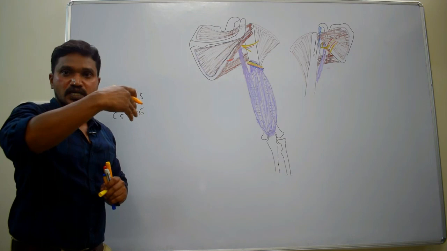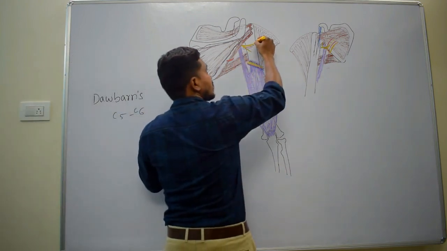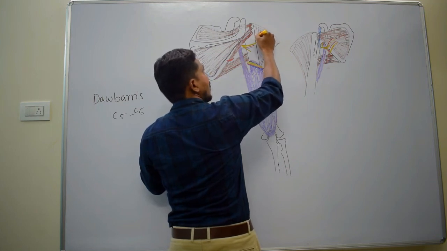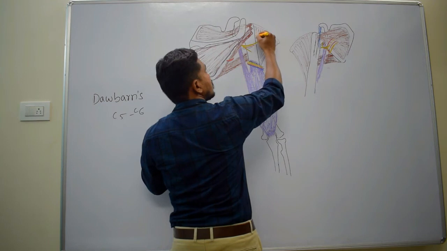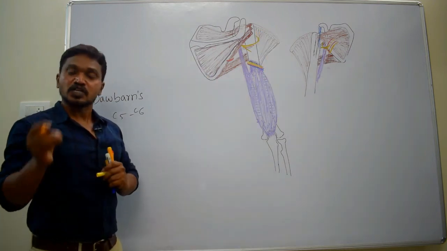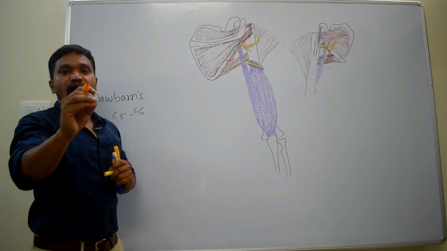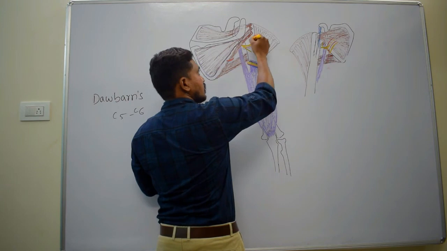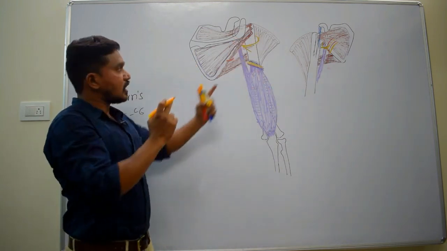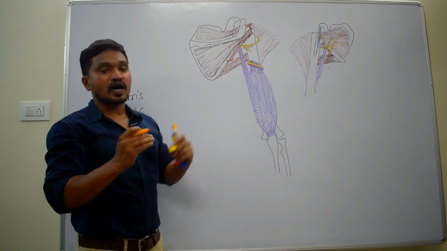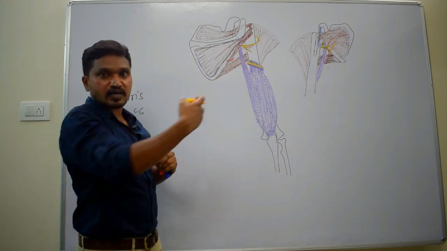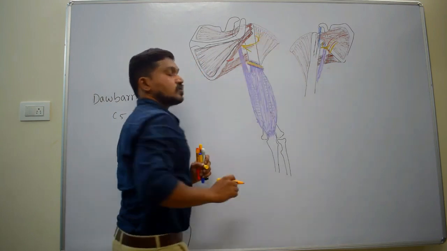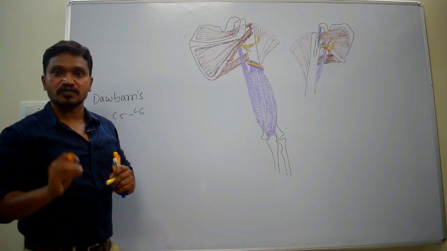After winding around the surgical neck of humerus, it runs anteriorly almost up to the anterior border of deltoid muscle, and it will be supplying the deltoid muscle. Along with that, it will also supply the skin over the anterior-inferior part of the deltoid muscle. Right? Very simple. It reaches the anterior border of the deltoid, underneath the deltoid muscle, supplying deltoid and the skin over its anterior-inferior part.